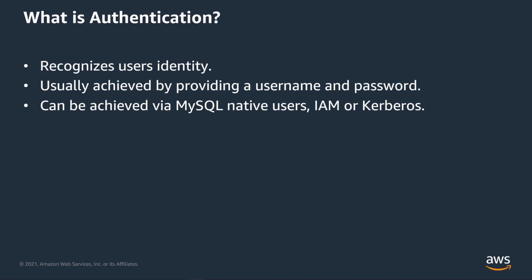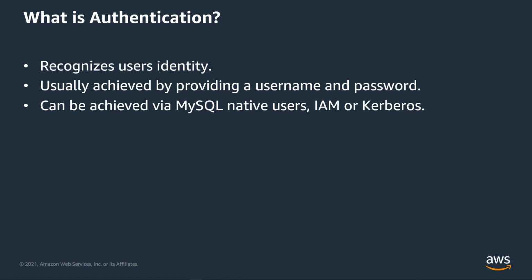So what is authentication? Authentication, put simply, is the process of recognizing a user's identity. This is where the database server is validating the incoming user. Usually, this is achieved by providing a username and a password during the initial connection to the server. You can authenticate to RDS MySQL via local username and passwords, or AWS IAM, or Kerberos. Authentication is not the same as authorization though, where the authenticated user is given additional privileges on the database objects beyond the ability to simply connect to the server.